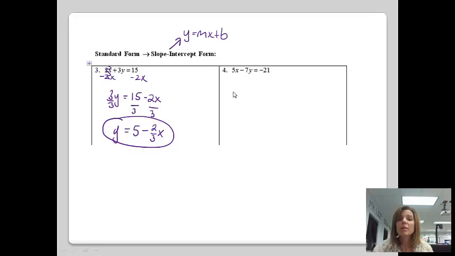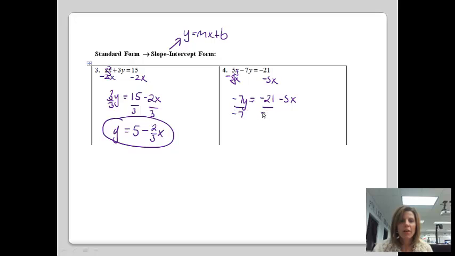All right, number 4, once again, I'm going to have you pause the video at this point in time, see if you can solve for y, and then come back and see how you did. All right, I'm going to first of all subtract 5x from both sides. And when I do that, those are gone, I'll get negative 7y equals negative 21 minus 5x. And notice I did bring down that minus, so be careful.